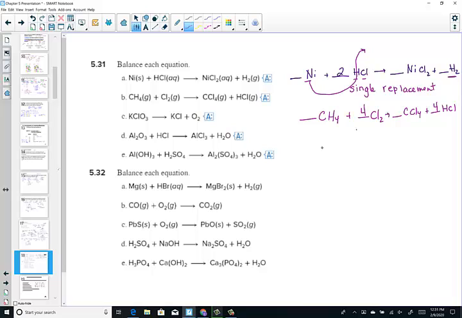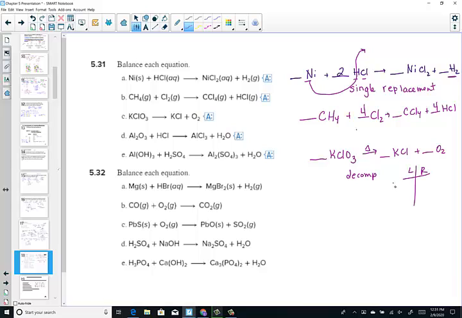Letter C, potassium chlorate. Oh, you did this in the lab. You took some potassium chlorate and you heated it to force it to decompose. Out came potassium chloride and oxygen gas. Now this is known as a decomposition reaction, a single product breaking down into smaller pieces, a decomp.